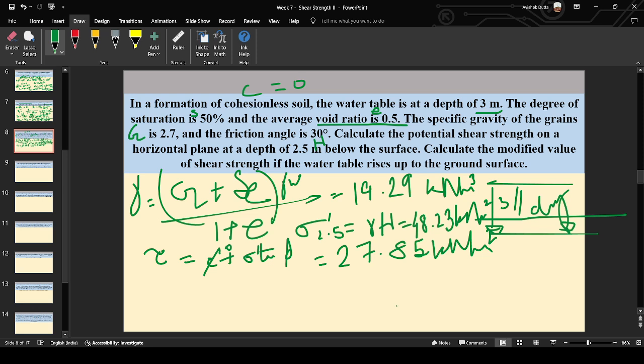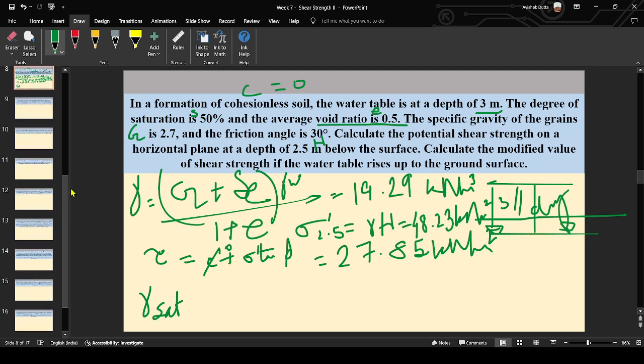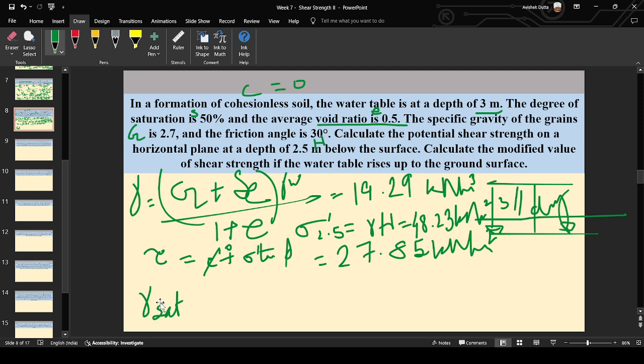Now in the next case, modified value of shear strength, the water table rises up to the ground surface. Okay. The next case, gamma sat we need to find out because this whole thing is underwater. So now gamma sat will be equals to how much?